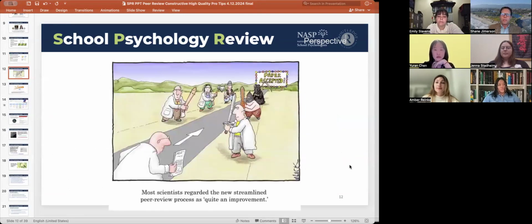Now, in terms of this illustration, for those of you that can't see the small font there, it says, most scientists regarded the new streamlined peer review process as quite an improvement. And of course, you note that what's happening here is you're running the gauntlet, right? So we want to have a better, more constructive, more supportive review process and feedback process. In some areas, in some journals, it definitely feels like you're running through and people are bashing you. But we want to have a different experience here within our context, okay?